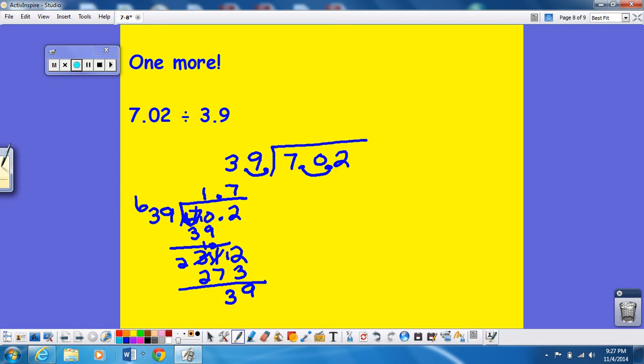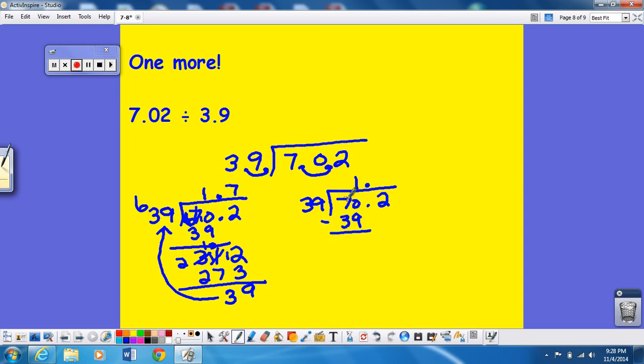Look what has happened. Now, I did this on purpose to show you that if your remainder is ever the same as your divisor, you know that this number right here should have bumped up 1. So let me rewrite it. Let's go back through the steps. 39 into 70.2. Bring that baby up. 39 goes into 70 once.